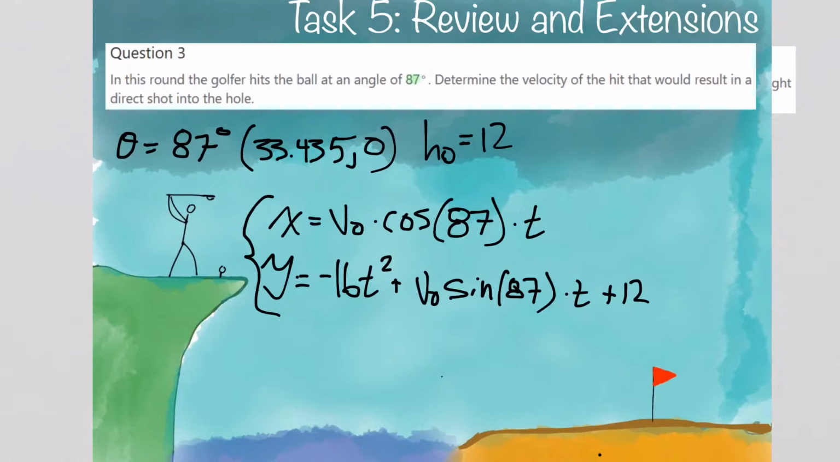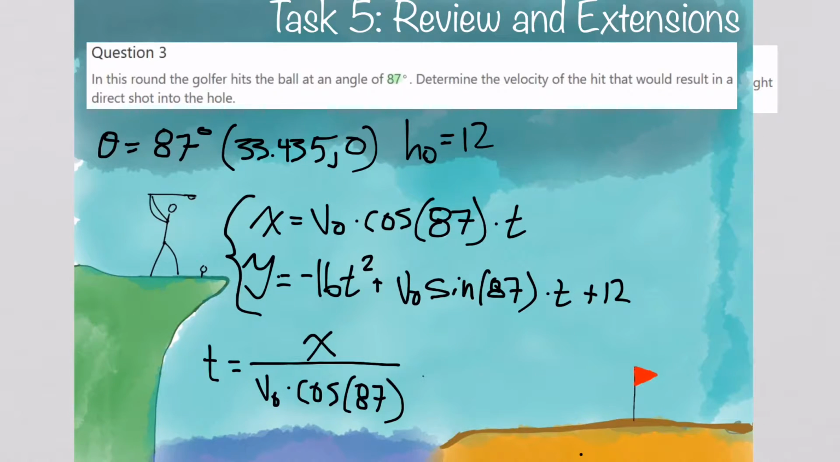In this instance, the easiest way to do this will be to solve our x equation for t by dividing both sides by v naught cosine 87. Therefore, t equals x over v naught cosine 87. We now have an expression for t in terms of x, and we can substitute that into our y equation anywhere we see a t. So we have two spots that we will be substituting into our y equation.